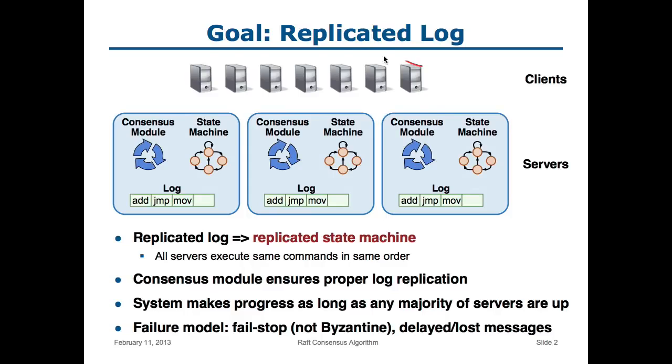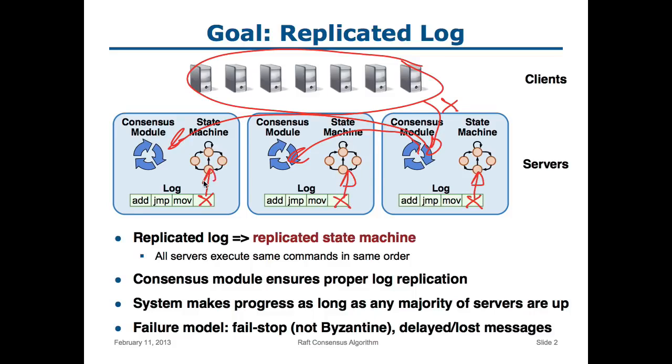Here's how it works. If a client of the system wishes to execute a command, it passes that to one of those machines. That command, let's call it X, then gets recorded in the log of the local machine. And then in addition, the command is passed to the other machines and recorded in their logs as well. Once the command has been safely replicated in the logs, then it can be passed to the state machines for execution. And when one of the state machines has finished executing the command, the result can be returned back to the client program.